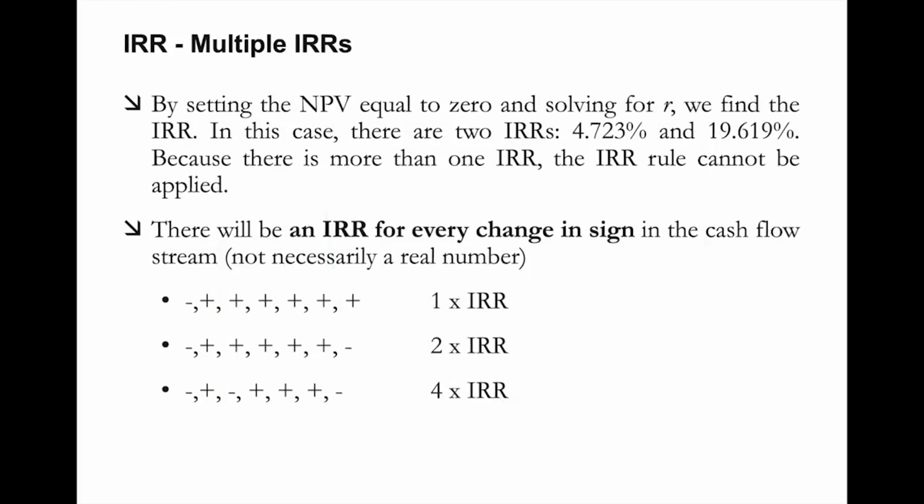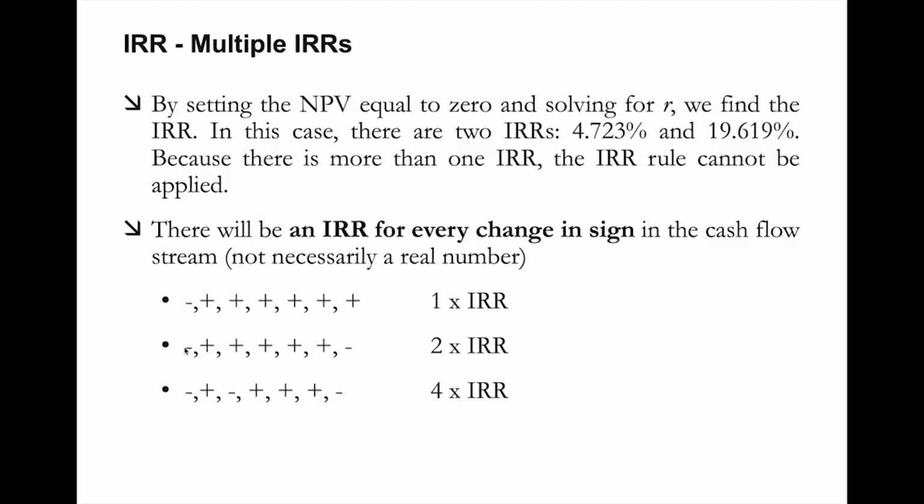So with two changes in the sign, we're expected to get 2 internal rates of return. So there will be an IRR for every change in sign in the cash flow stream. So usually in an ideal scenario, we have our negative cash flows first, and then we have a sign change to our benefits, which are all positive, and we would have one internal rate of return.